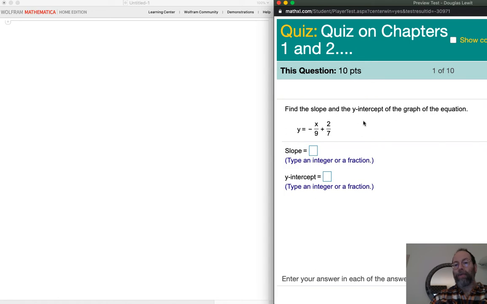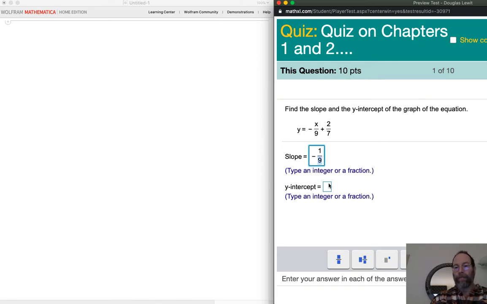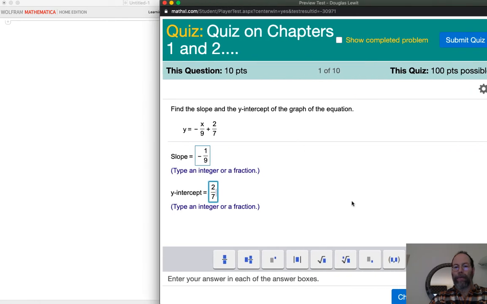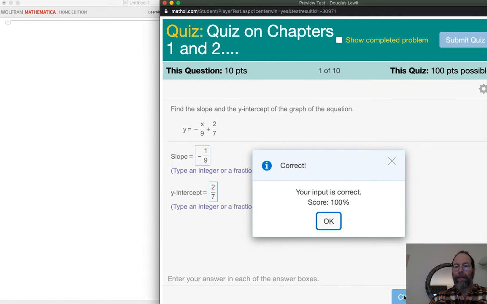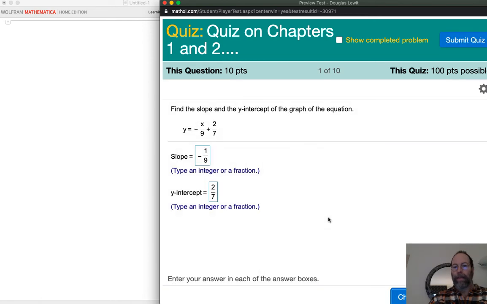Find the slope and the y-intercept of the graph of the equation y is equal to negative x over 9 plus 2 over 7. The slope is the number in front of the independent variable, so it's negative 1 over 9. The y-intercept is 2 over 7. Let's see if Pearson agrees with me. Your input is correct, score 100%. Yay! Okay, that was easy.